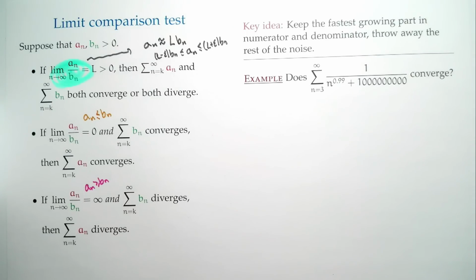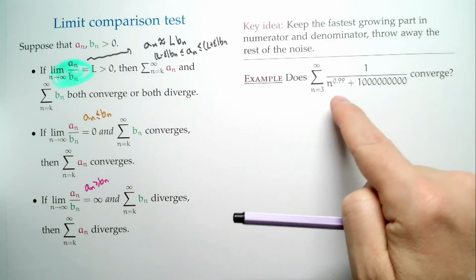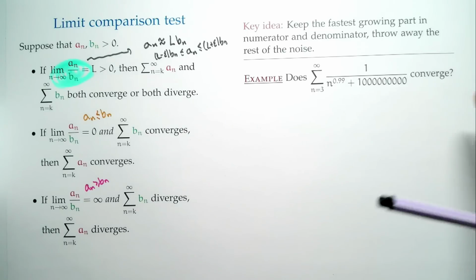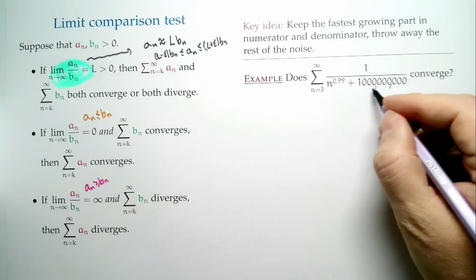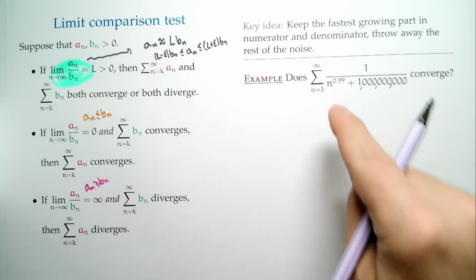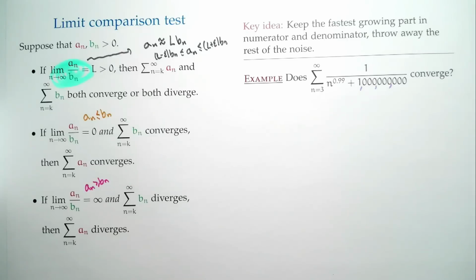So, let's think about it. 1 over n to the 0.99 plus a huge number. There's a bunch of zeros here. A billion. n to the 0.99 plus a billion. That's a huge denominator. And so when you add up the first billion terms of this sum, you haven't even gotten to 1 yet. After adding up a billion terms, you're not even at 1. So that's got to be small, right? Because a billion is a big number.